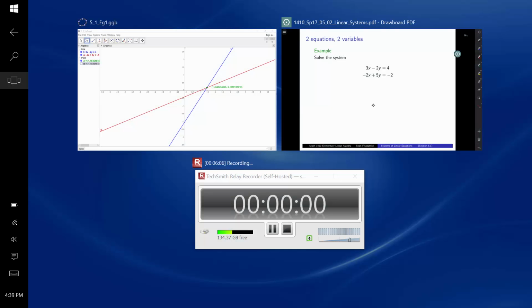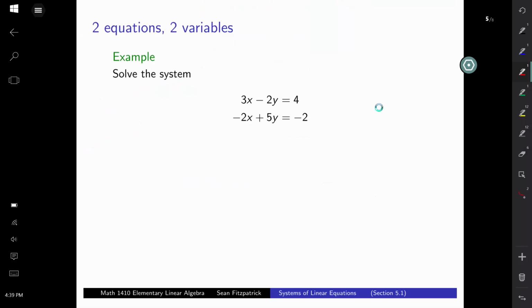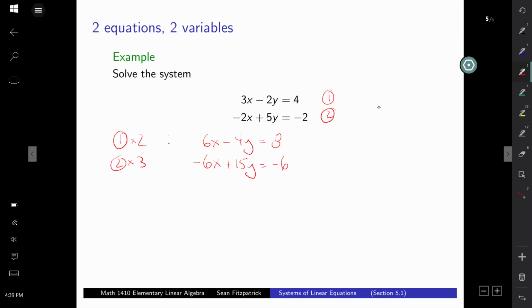What are the exact answers? If we wanted to give these things in fractions, what do they look like? Well, again, we haven't developed systematic methods yet, but let's label these 1 and 2. I could do equation 1 times 2. That would give me 6x minus 4y equals 8. Let's do equation 2 times 3. That's going to give me minus 6x plus 15y equals minus 6.